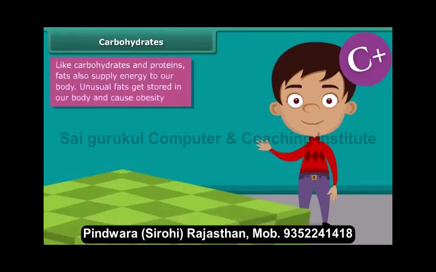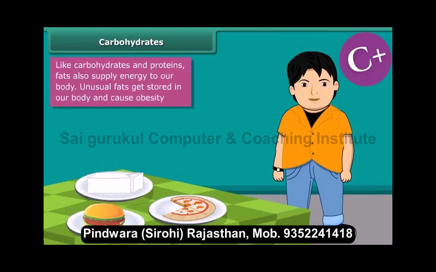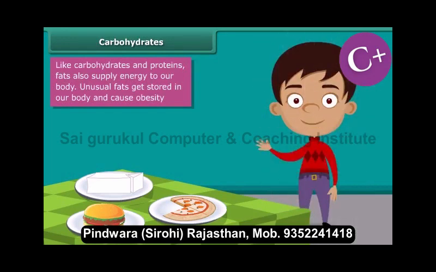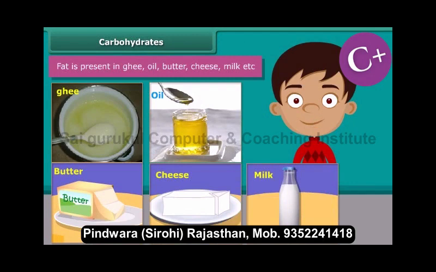I know that you all love pizza, burger, cheese, etc., but your parents do not allow you to eat them regularly because such foods contain large amounts of fat. Fats supply us with energy. If we don't use up this energy, our bodies build up a store for future use as in form of body fat. This is the reason why people eating much oily food become obese. Ghee, oil, butter, cheese and milk are some main sources of fats.